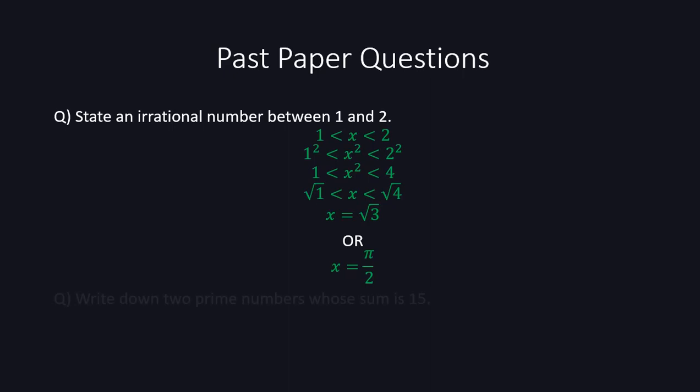Let's have a look at another question. Write down two prime numbers whose sum is 15. Now, the way I would approach this question would be to go through the prime numbers one by one and see which number I would need to add to it to make it 15. For example, if I have the prime number 5, I will have to add 10 to it to make it 15. But 10, I know, is not a prime number, and therefore this is not going to be the answer to this question. So if you go in order, the first prime number you will have is 2.